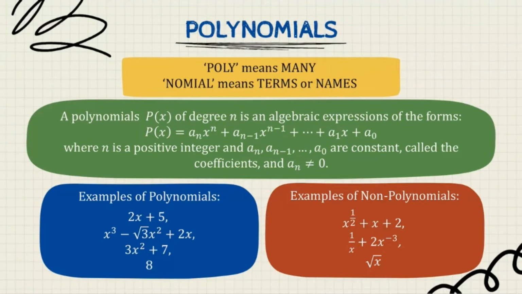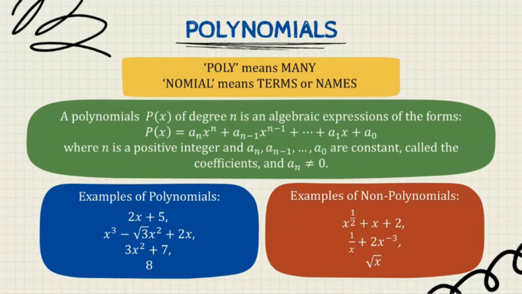Okay, so what is a polynomials actually? A polynomials, Px, selalu kita akan label sebagai Px of degree n is an algebraic expression of the form. Okay, kita ada Px equals to an of x to the power of n plus an minus 1 x to the power of n minus 1 until lah a0. A0 ni just a number lah. Kalau kita tengok dia punya x ni, the degree of x will be decrease kan, dia makin berkurang. Okay, and n will be a positive integer.